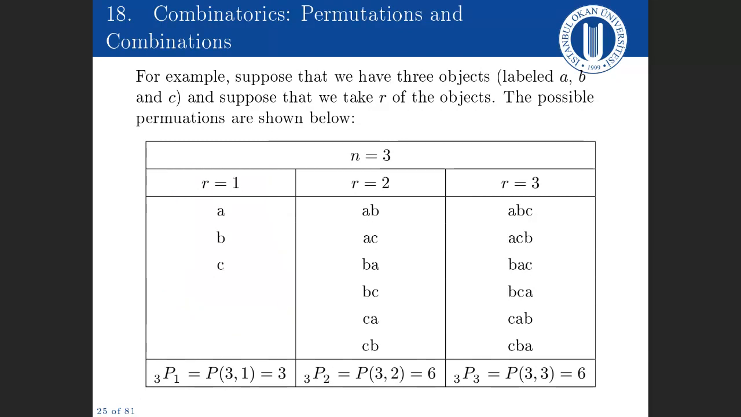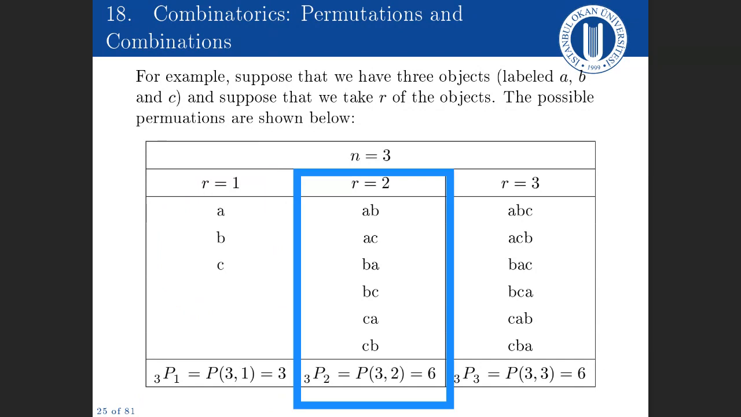Next, let's look at the second column. Let's suppose from these 3 objects we take 2 of them. What are the possibilities? We could take AB, or AC, or BA, or BC, or CA, or CB. If we count these, there's 6. 1, 2, 3, 4, 5, 6. 3P2, the number of permutations of 3 objects taken 2 at a time, is 6.